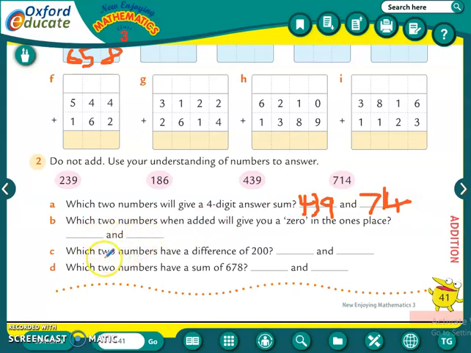704. Afterwards, which two numbers have a difference of 200? Means कौन से दो नंबर हैं जिसका डिफरेंस 200 आ रहा है. So how will we check? इसका डिफरेंस 200 आ रहा है, मतलब कि वो दोनों नंबर को हम अगर माइनस करते हैं तो उसका आंसर 200 आएगा. Then 239 minus 186.